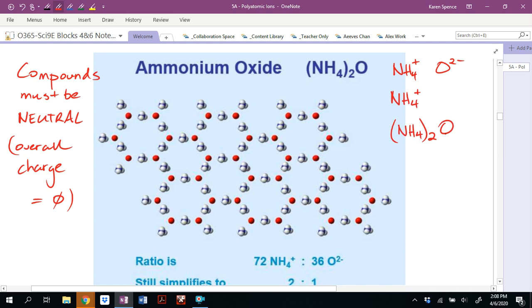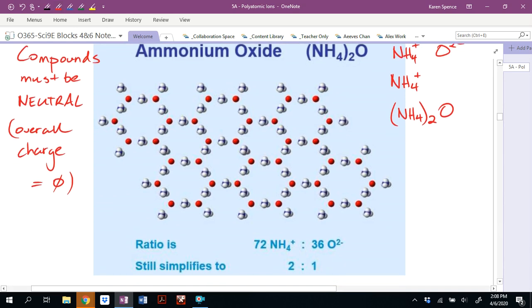And this is a 2-dimensional representation of what that would look like. If you went and counted all of these, you would actually find that we have 72 NH4s, ammoniums, and we have 36 O2 minuses, 36 oxides. And if we simplify that, that goes down to a 2-to-1 ratio. And there is our 2-to-1 ratio.